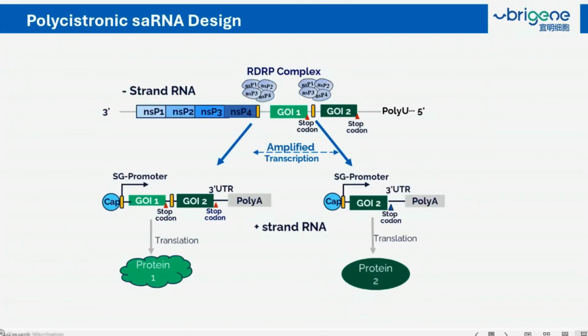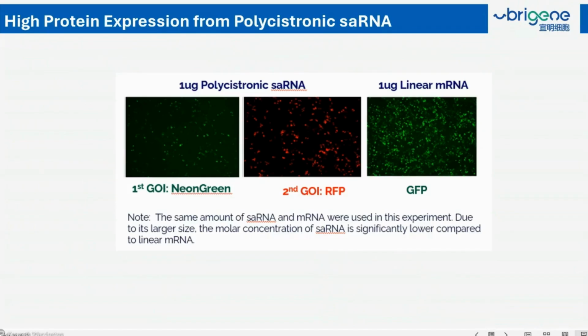We've designed our self-amplifying RNA to be polycistronic with the ability to express two proteins, and can demonstrate that both of these proteins can be expressed, again, using our LNPs, where in this case, the same amount of saRNA and mRNA were used, but due to the larger size, the molar concentration of the saRNA is significantly lower compared to our linear RNA, but it is demonstrating that both our linear mRNAs as well as our polycistronic saRNAs have robust expression of the delivered proteins using our LNP.